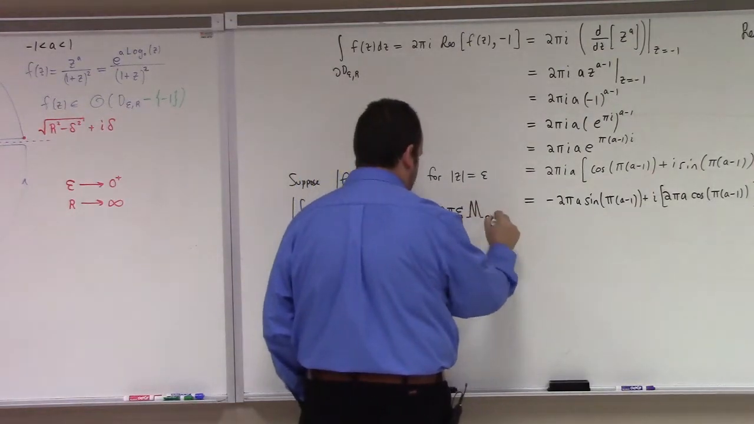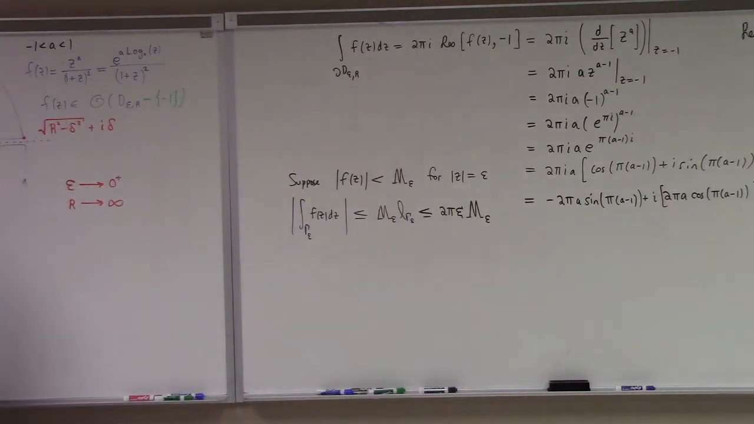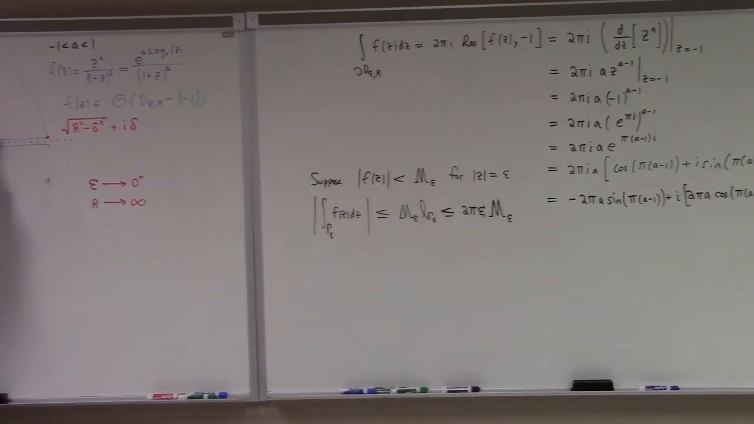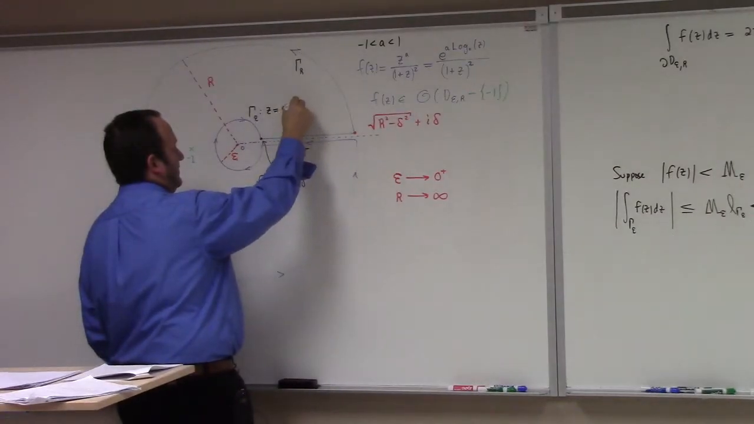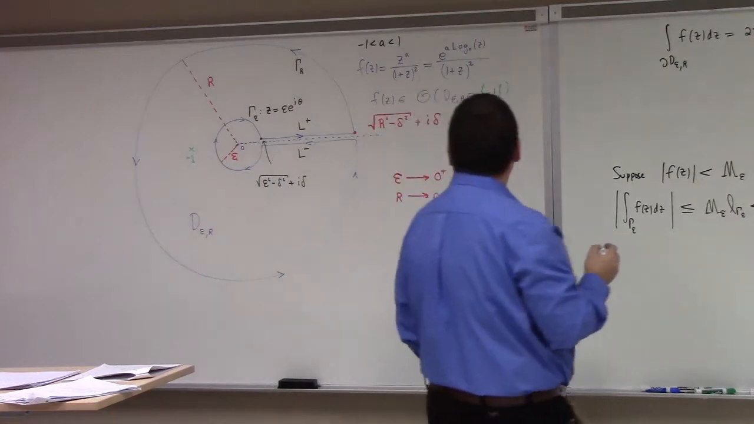Now, what kind of bound? So the question then is, can we bound f of z on the inner circle, and how should we do that, right? So what does the inner circle look like? z equals epsilon e to the I theta, right? So what's f of z look like then?